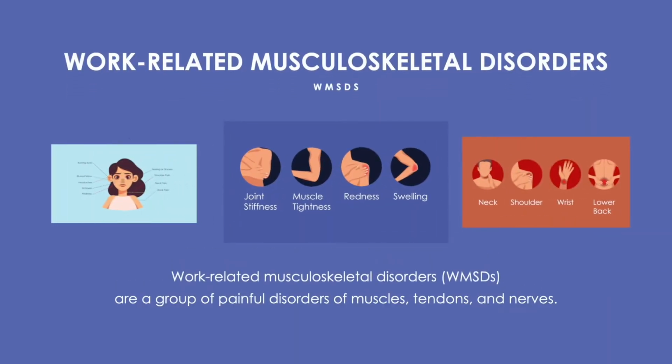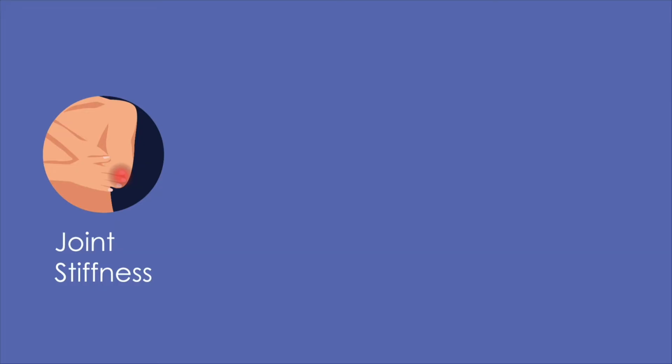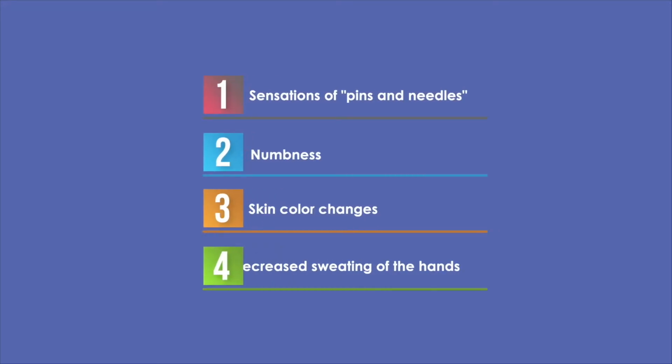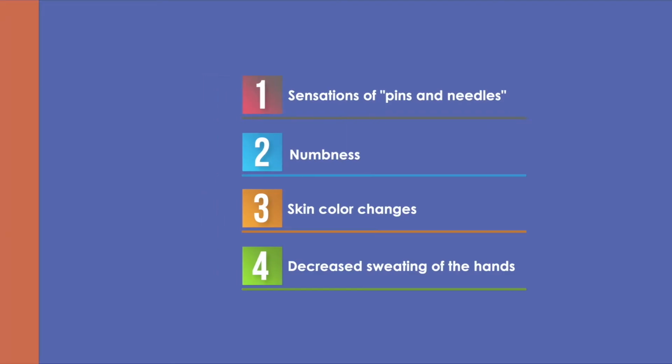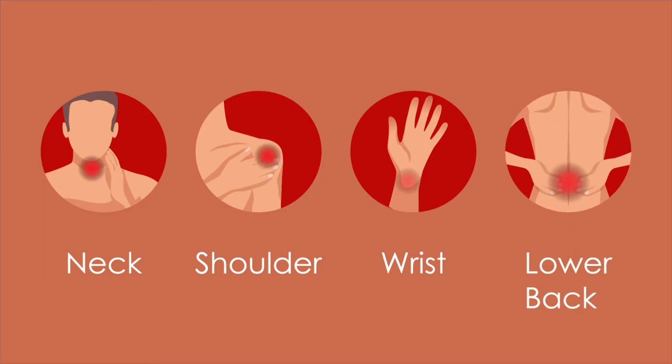Work-related musculoskeletal disorders are a group of painful disorders of muscles, tendons, and nerves. Pain is the most common symptom associated with work-related musculoskeletal disorders. And in some cases, there may be joint stiffness, muscle tightness, redness, and swelling of the affected area. Some workers may also experience sensations of pins and needles, numbness, skin color changes, and decreased sweating of the hands. For computer users, the affected areas are usually the neck, shoulder, wrist, and the lower back.